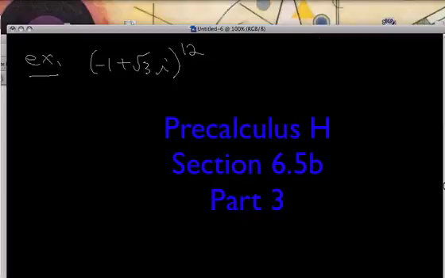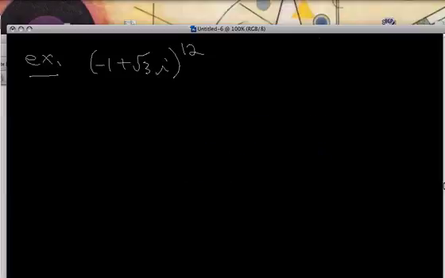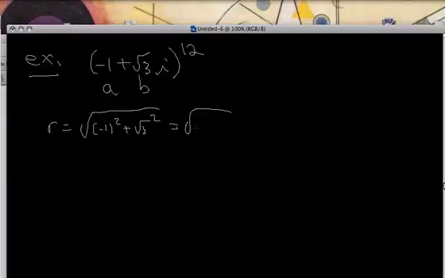Okay, our last example is going to be looking at -1 plus root 3i to the 12th power. So again, we want to first convert this complex number in standard form into one in trigonometric form. So let's find our r. That would be the square root of -1 squared plus root 3 squared, the square root of 1 plus 3, the square root of 4, which is 2.